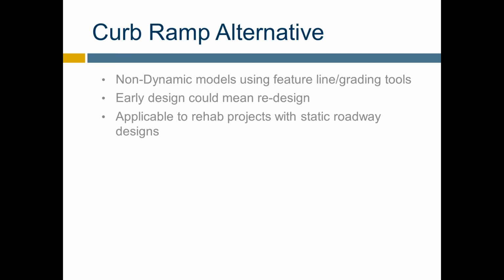An alternative to curb ramp design is to use non-dynamic models. It's a little bit tougher for an earlier design, which means if something changes, you're going to have to redo everything, both horizontally and vertically. But this alternative is applicable to rehab projects where the roadway is static or the roadway doesn't change.